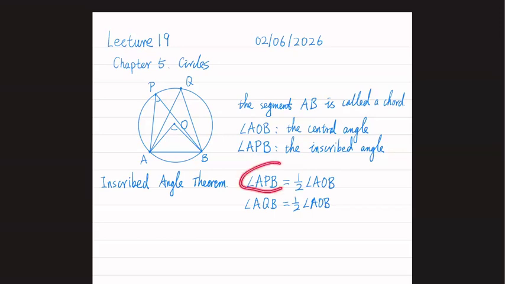Now, both angles equal half of the same angle. These two angles must be the same. So a consequence of the theorem is it tells us the inscribed angle is independent of this point as long as it does not cross A and B.